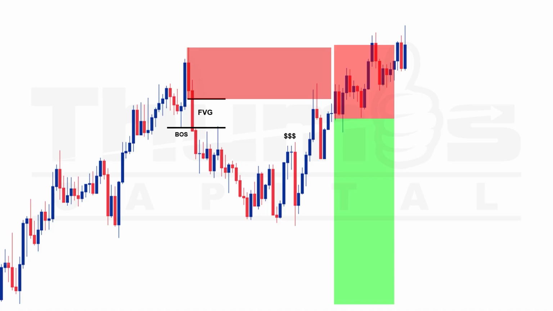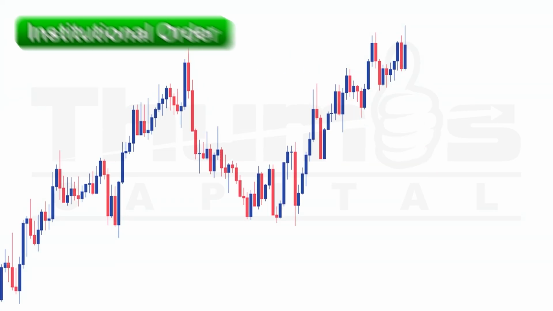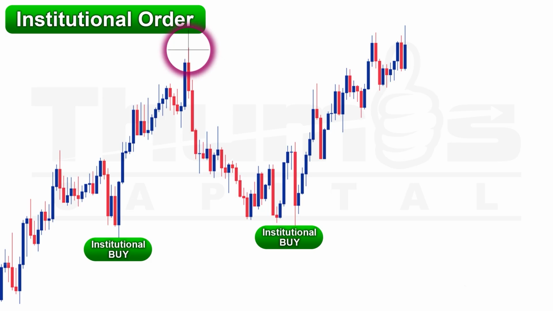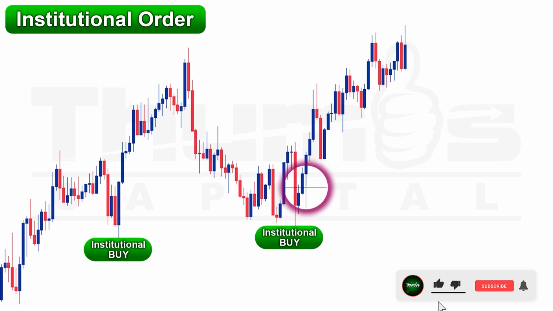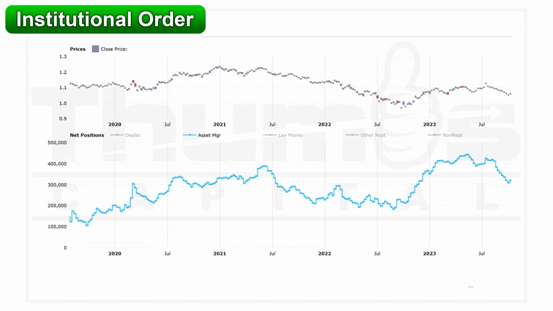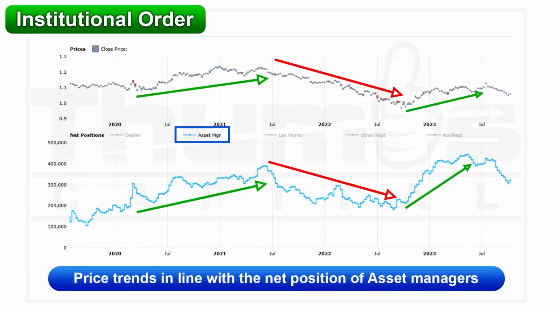The first and the most important problem is institutional order or position on that asset. Where big players are positioned in the market matters a lot. When they are buying, for instance, no amount of candlestick reversal pattern or rejection is going to reverse price to sell off. If their orders are stacked to buy, your bearish pin bar is meaningless, and if their orders are stacked to sell, your bullish engulfing is completely useless.